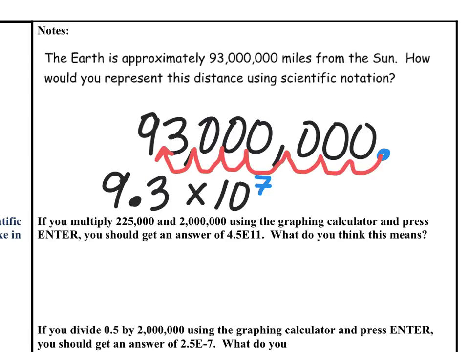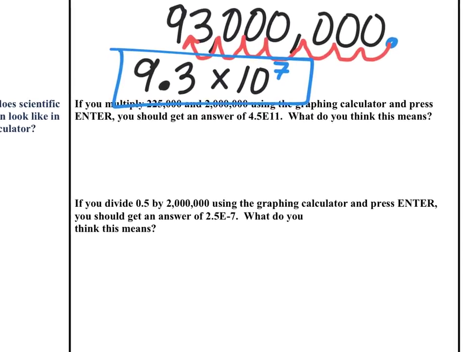Positive, let's check, positive or negative? Okay, let's think about it. It was a big number to start. We talked about big numbers get positive exponents. Also, if you were to move that decimal between 9.3, if you were to move it back, it would have to go to the right. And if you want to move a decimal to the right, does it have to be positive or negative? Positive. And so it has to be positive. Okay, that one's done. Last 2 things.